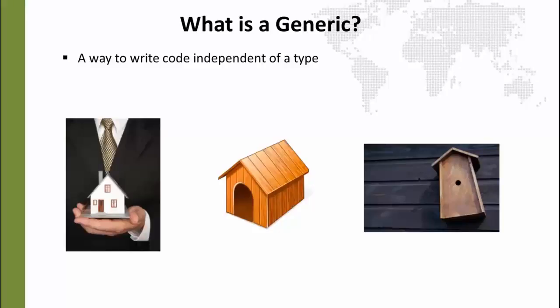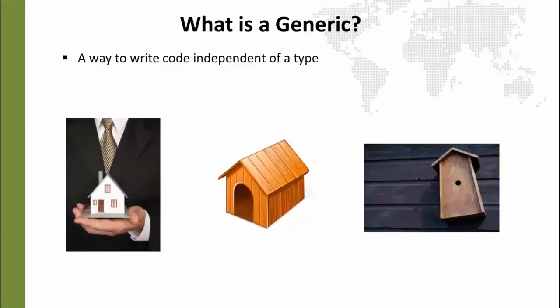Now, if you don't have some way of specifying that code to work on any kind of type, then you are going to have to write a specific class or specific type and then repeat that code for a dog house, a person house, and a bird house. And you could create an inheritance hierarchy and try to reuse some of that code in that way. But a generic allows you to do this a lot more efficiently.